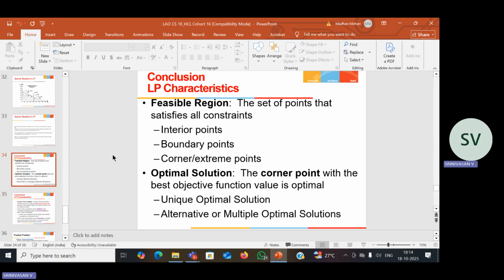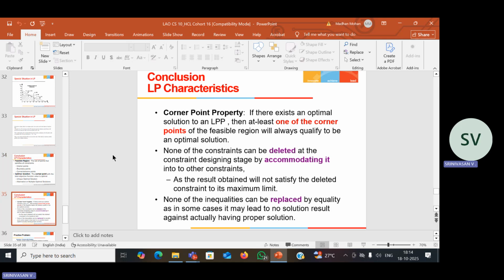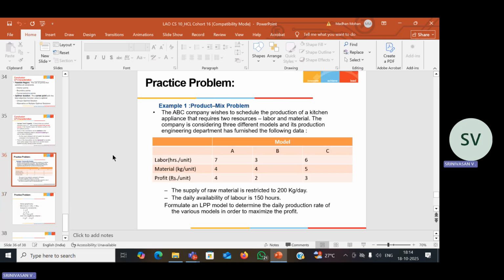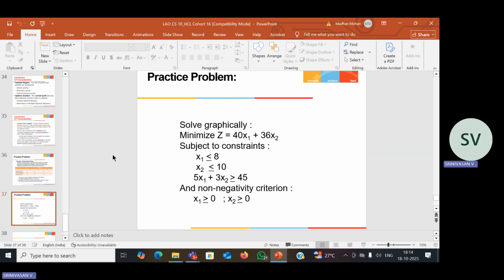So this is what already I have discussed in detail. So practice problem. You can try your hand, solve graphically.